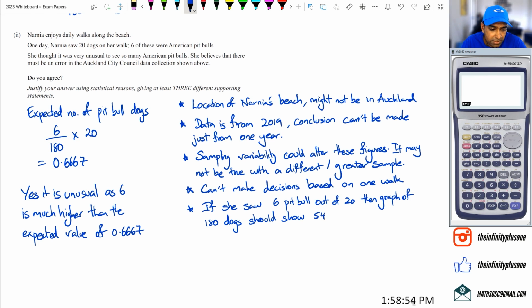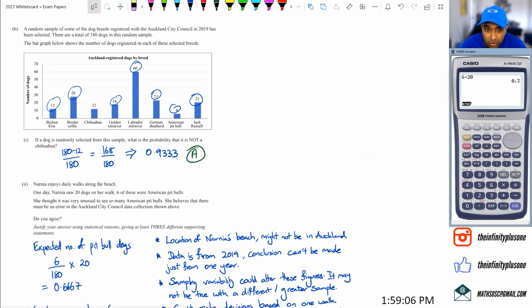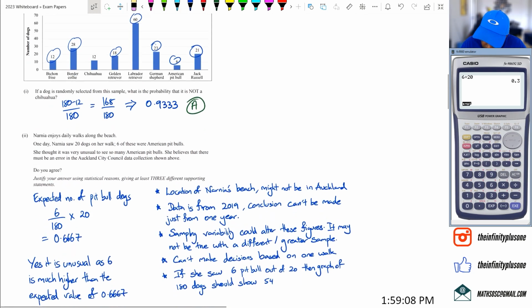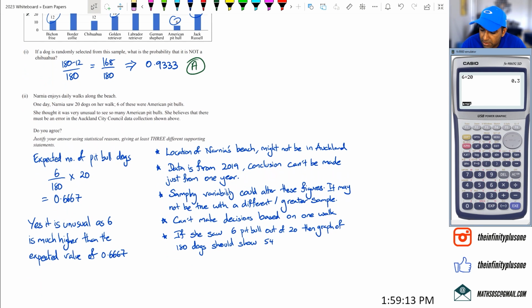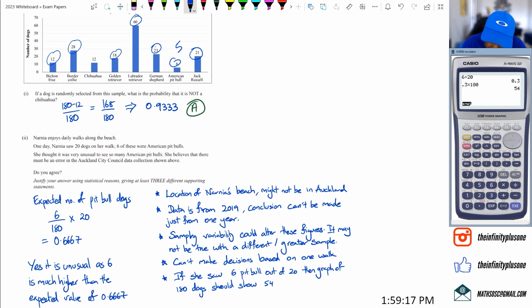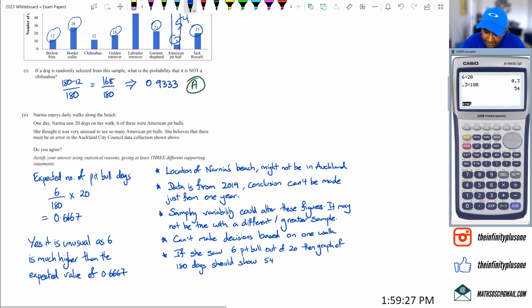Now, we could also say, if she did see 6 pit bulls out of 20, 6 out of 20 is actually a probability of 0.3. Then the graph of the 180 dogs. So if we go up there, 180 dogs actually showed 6, right? If it showed 6, then what we could say is 0.3 times 180 should be 54. That means this number here should have been 54. Somewhere around there, that should be 54 there and not 6.